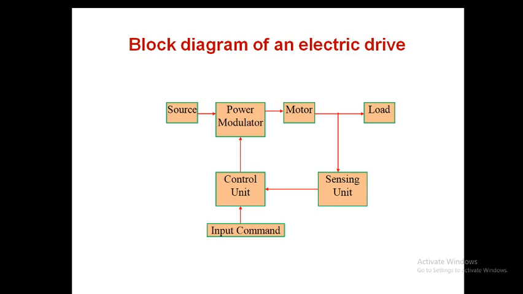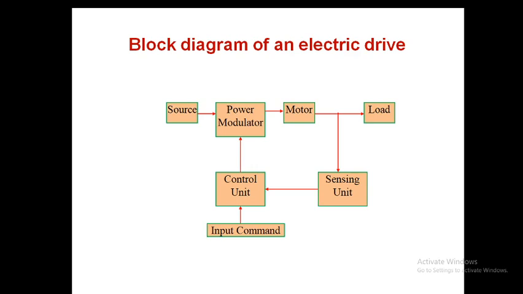By providing that input command to the control unit, it compares the input command with the actual speed obtained from the sensing unit. Both are compared, and that error is processed through the controller, which generates the required firing pulses to the modulator, changing the output voltage of the power modulator. That output voltage is applied again to the motor, and the motor will try to run close to the input command speed.